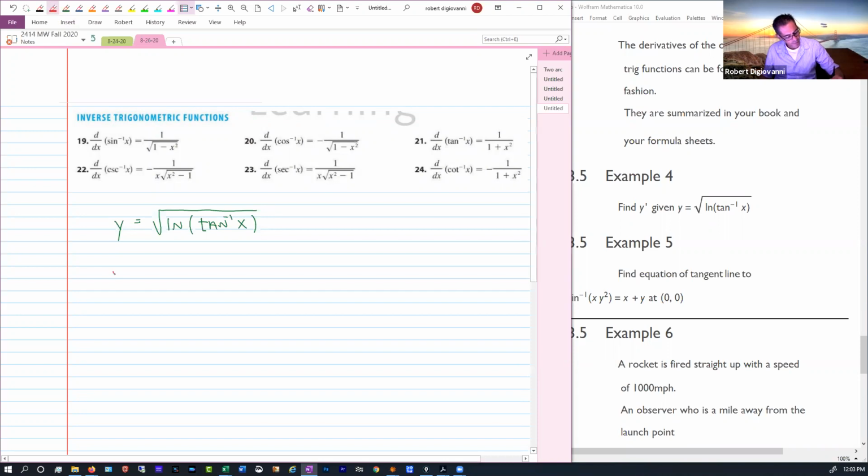So the derivative, I'm going to focus my attention on the square root part first. What is the derivative of the square root of something? Let's go to Jimmy. Is Jimmy around?